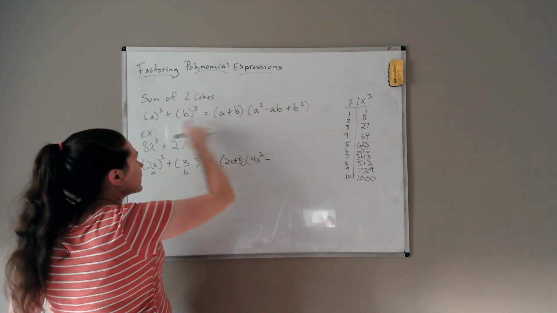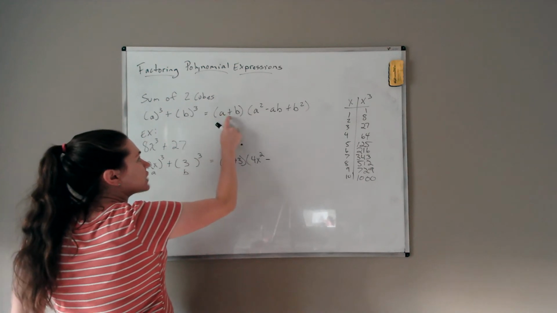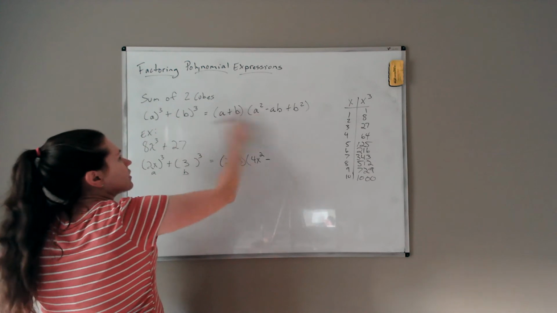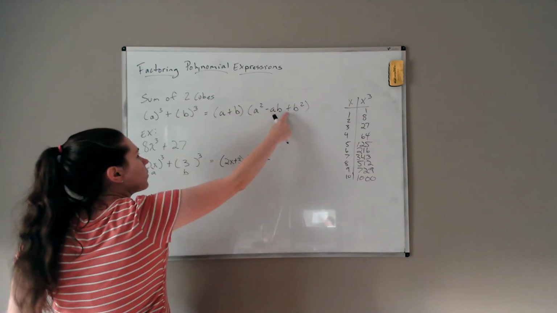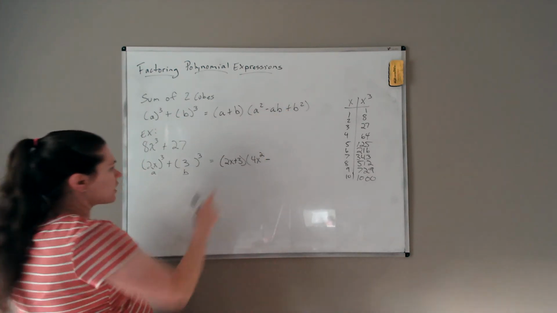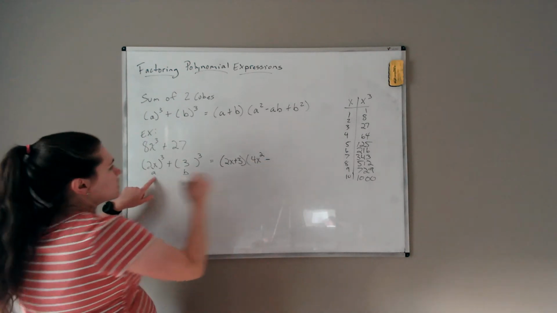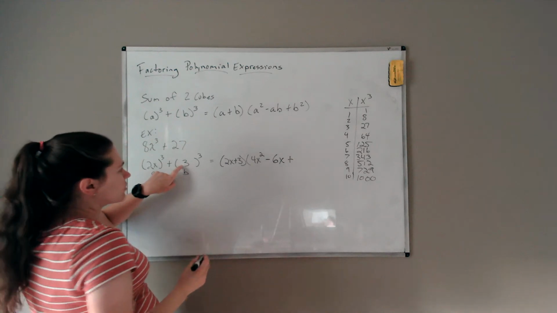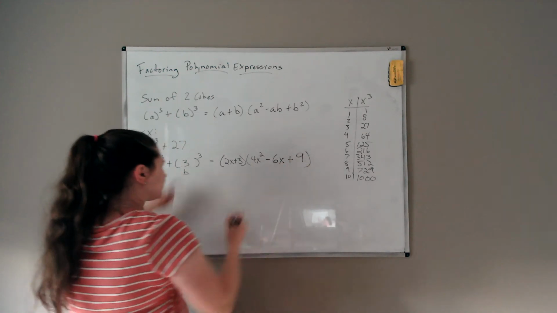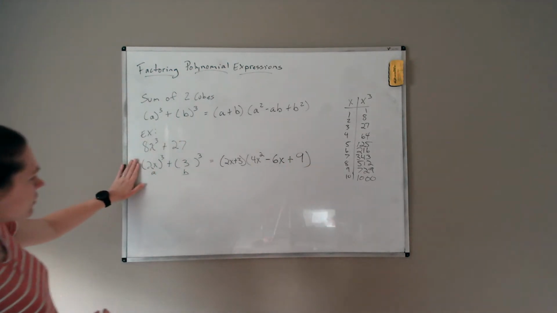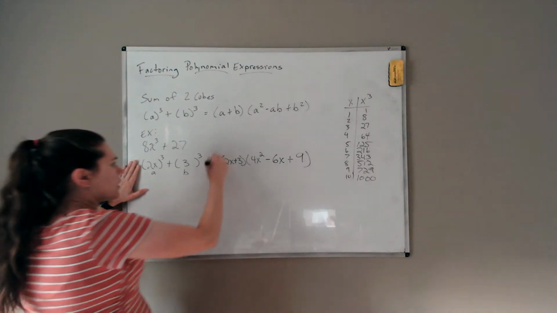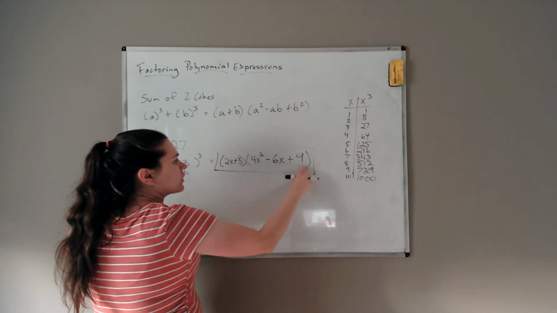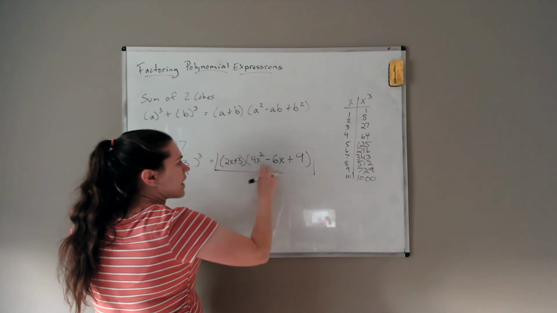Always a minus when it's sum of two cubes. That's a positive, that's a minus, that's a positive. Same as that, opposite as that. Always positive there. Okay? So minus a times b is going to give you 6x, and then plus 3 squared is 9. Now, as long as you took out the greatest common factor here, this is what's called a prime polynomial, meaning you're not going to be able to factor this again.